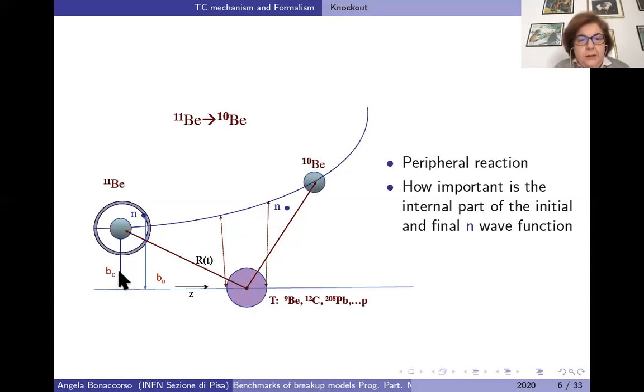And then just a word about the way in which we fix our reference frame. We will have the velocity direction as the z-axis, the relative motion velocity along the z-axis, and then there will be an impact parameter for the core, one for the neutron, and the relative motion is described by a trajectory which depends on time, and it's this relative distance. So is it all right up to now?